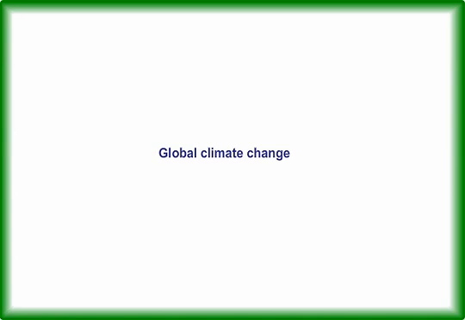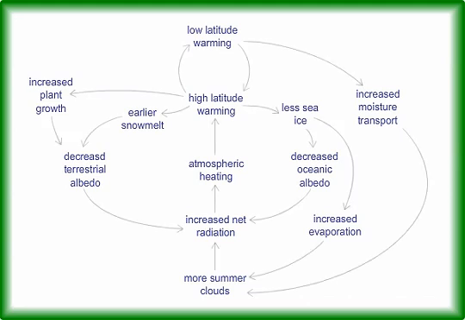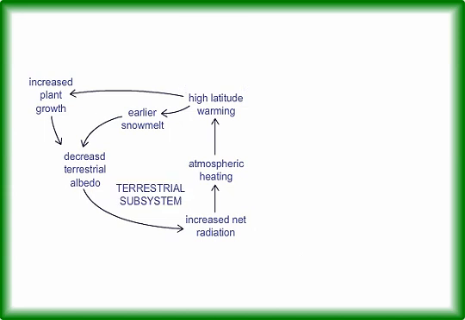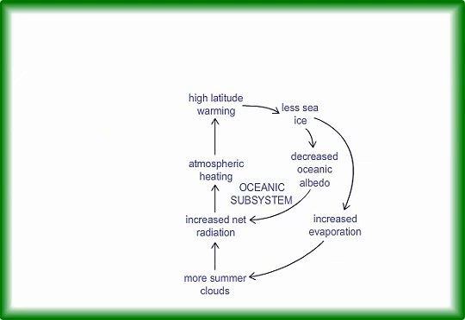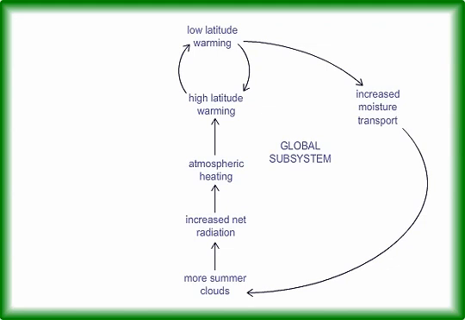This session is about recognizing positive and negative feedback loops in a causal loop diagram. I'm using a version of a diagram that's often used to explain some of the key processes involved in global climate change. Here is the diagram showing all the variables assumed to play a part and the links between them. It includes three major subsystems dealing with the mainly terrestrial factors, the mainly oceanic factors, and the global factors.